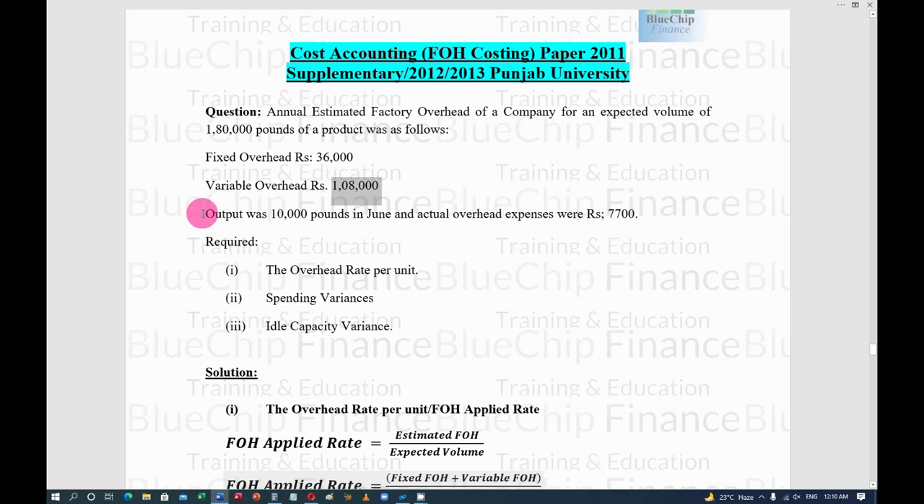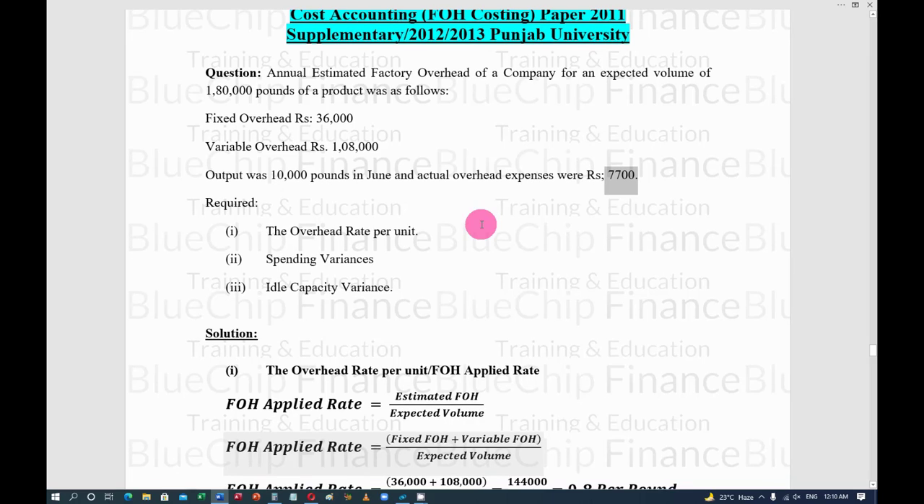And output, this line is related to the actual production. So output was 10,000 pounds in June. So actual capacity attained, or actual volume, is 10,000 and actual FOH is 7,700. So what are the requirements? The requirement is to calculate the overhead rate per unit, or you can say applied FOH rate. The next thing is spending variance, and number 3 is idle capacity variance.